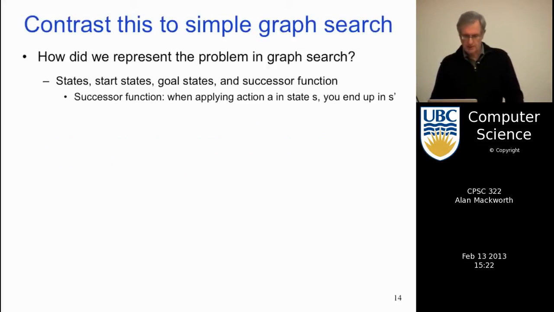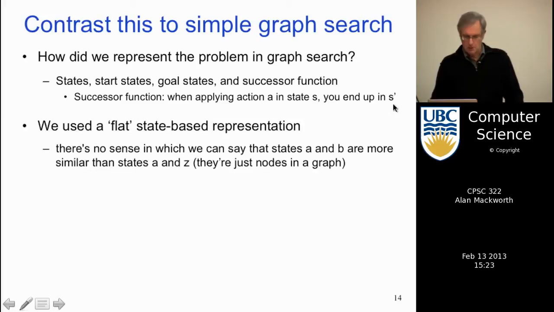Okay, so let's think about comparing this to simple graph search. In graph search, we had states, start states, goal states, and a successor function. Right? A successor function just took any state and would tell me whether or not I could reach other states, and if so, what they are, what set of states could be produced from this start state. Okay, when you apply an action in state S, you end up in S prime or some set of S primes. We can consider that a flat representation.